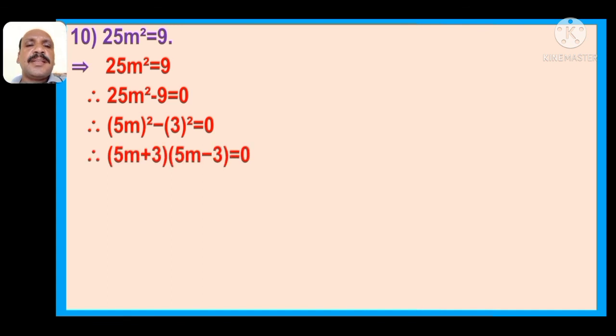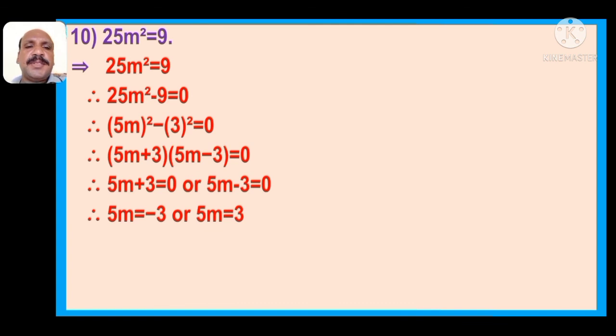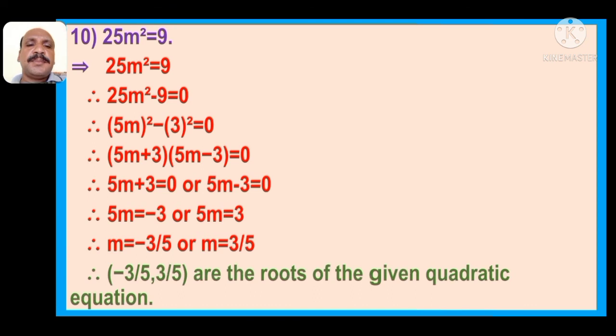The equation becomes 5m plus 3 into 5m minus 3 is equal to 0. Therefore 5m plus 3 is equal to 0, or 5m minus 3 is equal to 0. Therefore 5m is equal to minus 3, or 5m is equal to 3. Therefore m is equal to minus 3 upon 5, or m is equal to 3 upon 5. Therefore minus 3 upon 5 and 3 upon 5 are the roots of the given quadratic equations.